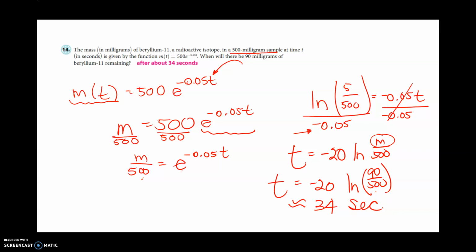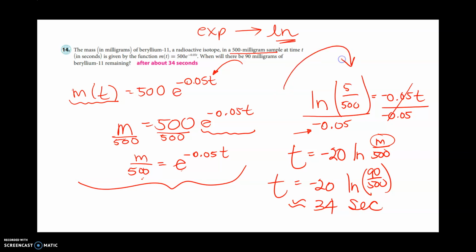Watch your units. So this was one where we took an exponential function and we changed it into its alternate log form. And that way we could solve for t. Because in the exponential form, t is stuck in the exponent. It's hard for us to solve for t. So we switched forms. All right, so those are just two examples of word problems. Okay, good luck with your homework.